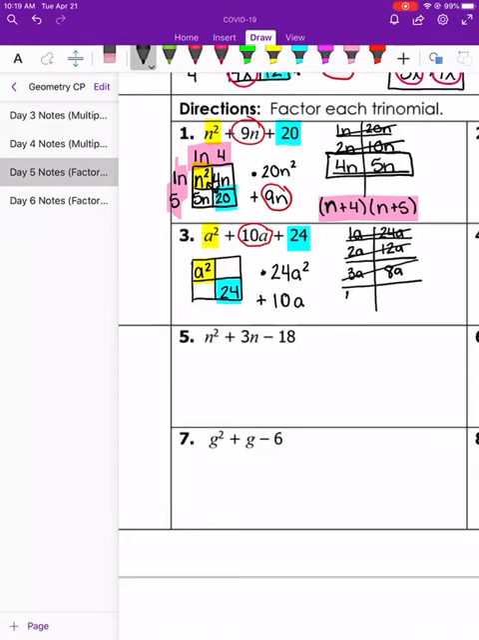Does 4 go into 24? It does. So 4a times 6a. So we know 4a times 6a is 24a squared. Does 4a plus 6a add up to 10a? It does. So this is your answer choices. So you're going to put a 4a and a 6a.